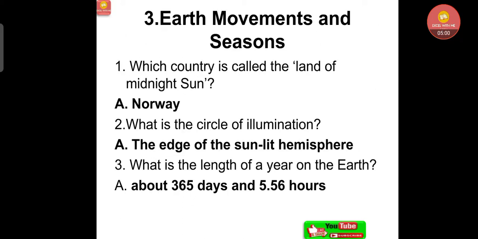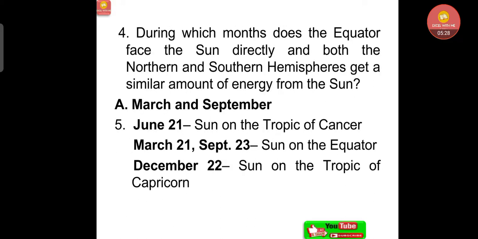Next topic, earth movements and seasons. Which country is called the land of midnight sun? Answer, Norway. Next question, what is the circle of illumination? The edge of the sunlit hemisphere is the answer. What is the length of a year on the earth? That is about 365 days and 5.56 hours.